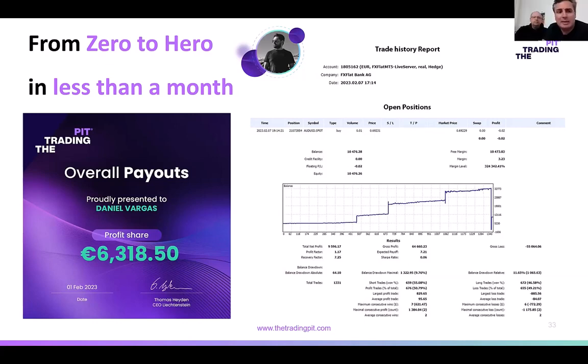Can I say something about that? In the live environment, no. It depends on the challenges whether you have a trailing drawdown or not, but in the live environment, we don't. It's just something we don't do.